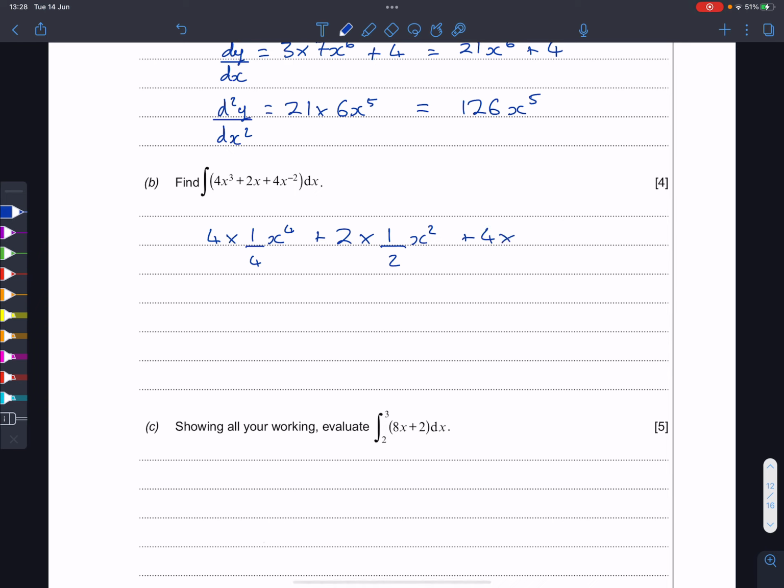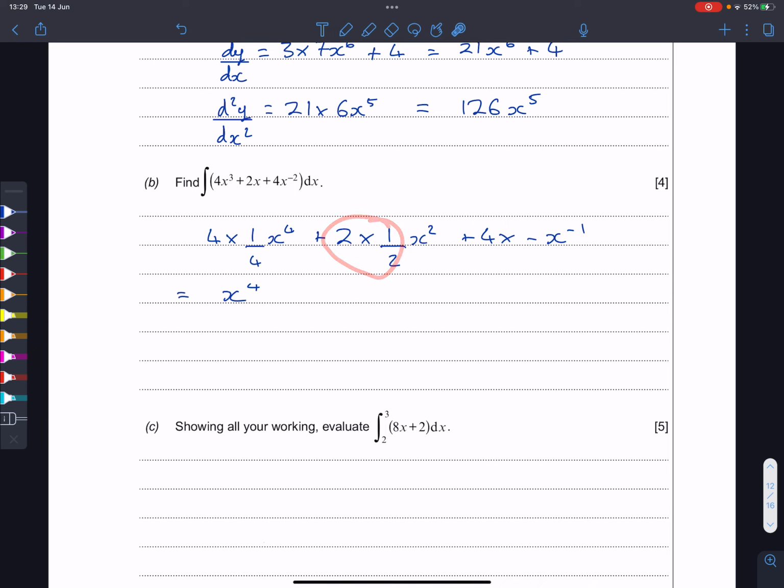Plus 4 lots of x to the -2 will integrate to x to the -1 over -1. So that's negative x to the -1. So we end up with 4 lots of 1/4 is 1. So that gives me 1 x to the 4, or just x to the 4.